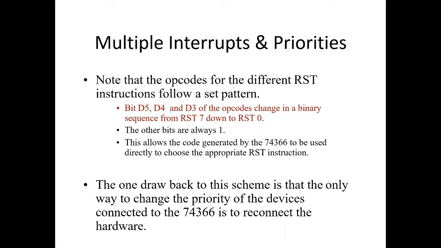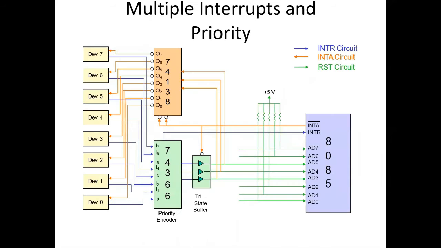Note that the opcodes for the different RST instructions follow a set pattern. Bits D5, D4 and D3 of the opcodes change in a binary sequence from RST7 down to RST0. The other bits are always 1. This allows the code generated by the 74366 to be used directly to choose the appropriate RST instruction. The one drawback to this scheme is that the only way to change the priority of the devices connected to the 74366 is to reconnect the hardware.